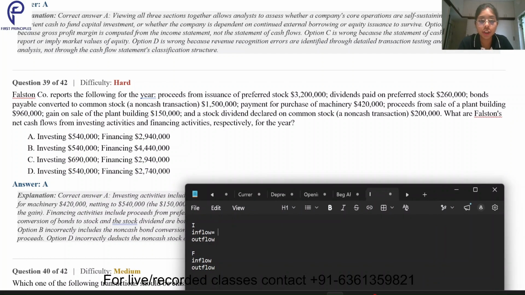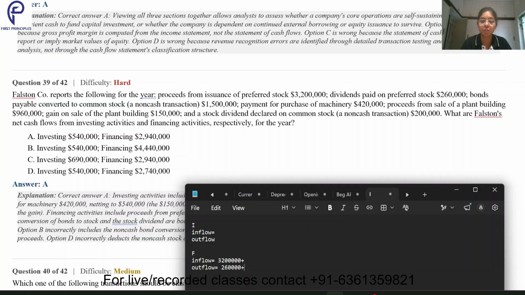Okay. Proceeds from issuance of preferred stock. That means we are issuing the preferred stock, we are getting money. This is an inflow under the financing activity, 3.2 million. Done. Dividends paid on preferred stock. This is an outflow and it will be under the financing activity. Then bonds payable converted to common stock, a non-cash transaction. Will it be reported somewhere? Because again it's a non-cash transaction. So will it be reported on the statement of cash flows? No. Then payment for purchase of machinery, 4,20,000.